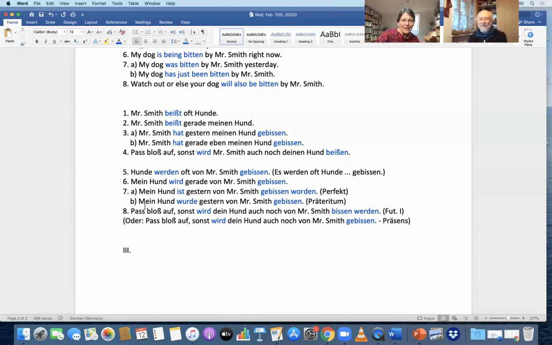Okay. Now, if we wanted to use the simple past, which is called Präteritum in German, we do the simple past of werden, which is wurde, and then we add the PP, the past participle. Mein Hund wurde gestern von Mr. Smith gebissen. And finally, plural, pass bloß auf, sonst wird dein Hund noch von Mr. Smith gebissen werden.